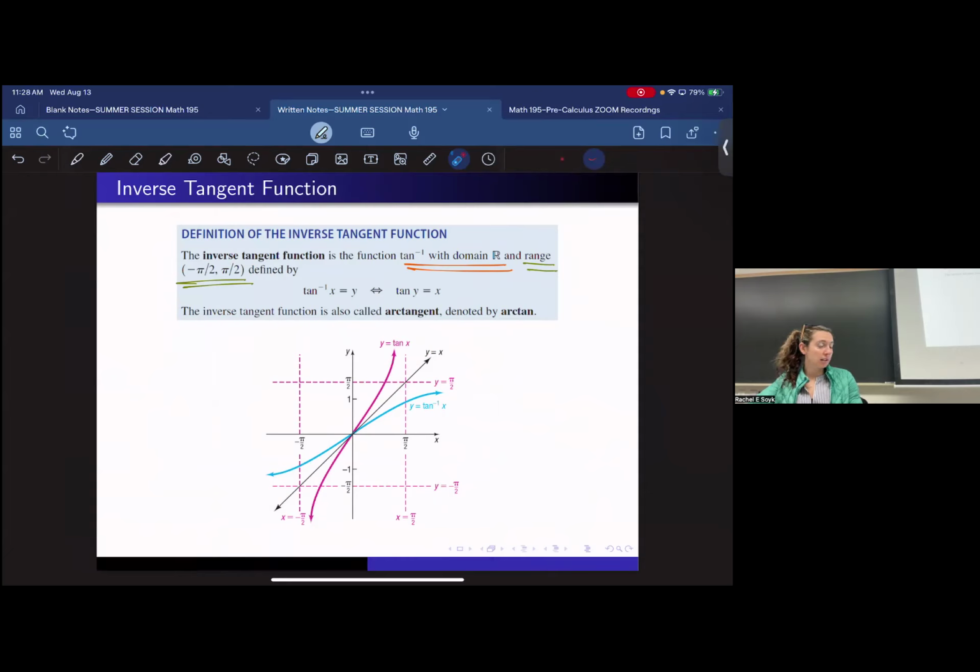Notice with our inverse tan function, now we're going to end up having horizontal asymptotes, whereas with the original, we had the vertical asymptotes between negative pi over 2 and pi over 2. Okay. And so our inverse tan of x is equal to y if and only if our tan of y equals x.